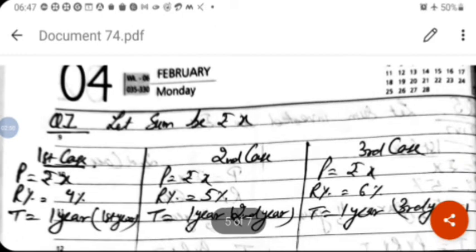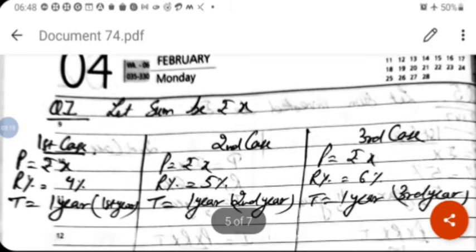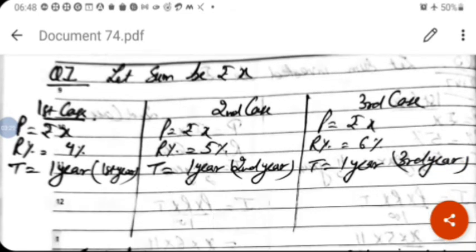If we move to question number 7 of the same exercise, the question is: what sum of money will amount to rupees 7475 in 3 years if the rate of interest in the first, second and third year is 4%, 5% and 6% per annum respectively. Means in the respective 3 years the rate of interest is different. So we have to find the sum of money invested. Let the sum be rupees x. Now we divide it into 3 parts, first case, second case, third case, or you can say for the first year, for the second year, for the third year.